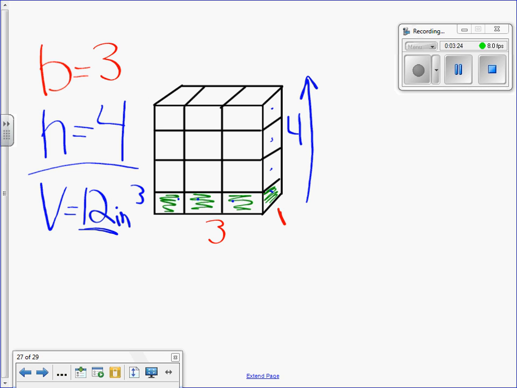1, 2, 3, 4, 5, 6, 7, 8, 9, 10, 11, 12. I counted it wrong. Ignore that. You can't easily count them out here, but it's called cubes because they're asking you how many cubes are in the shape. That's why it's in cubics. Let's look at a few more examples here.